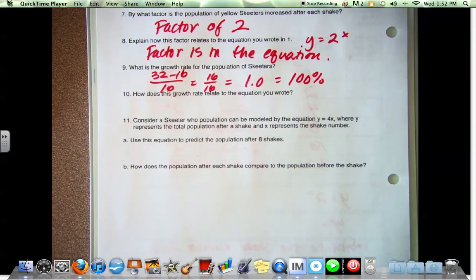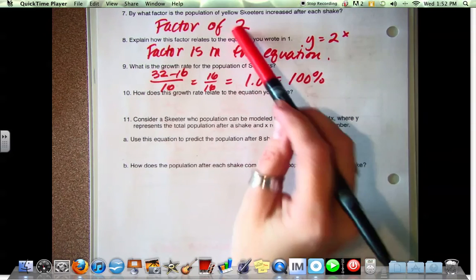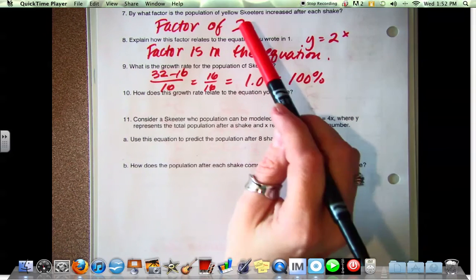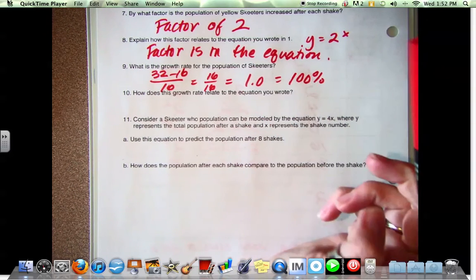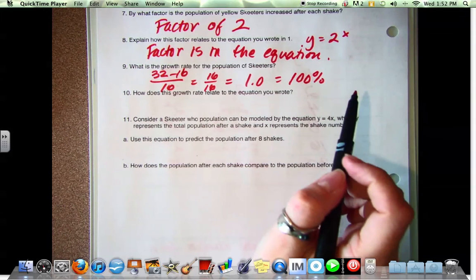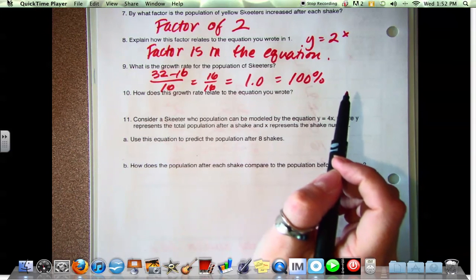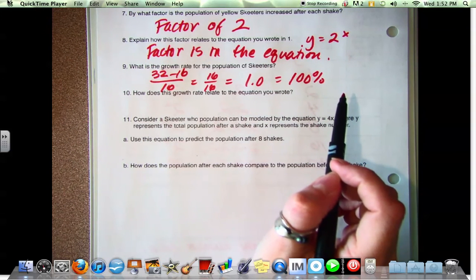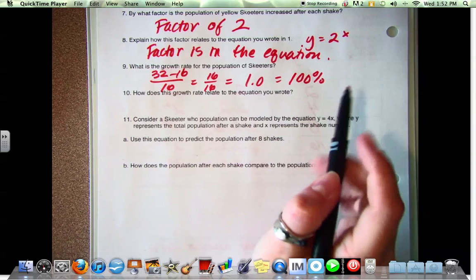Number 10 asks, how does this growth rate relate to the equation that you wrote? So what do you notice mathematically? What's the relationship between 2 and 1? It's half. Almost right. What else is it? How many more is it? It's multiplied by 2. It's one more.